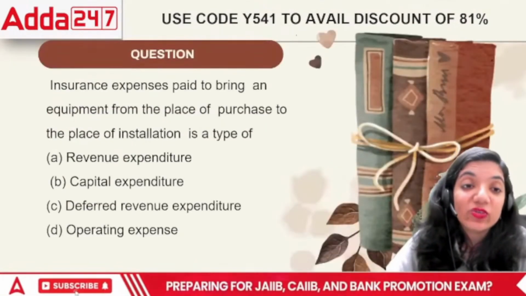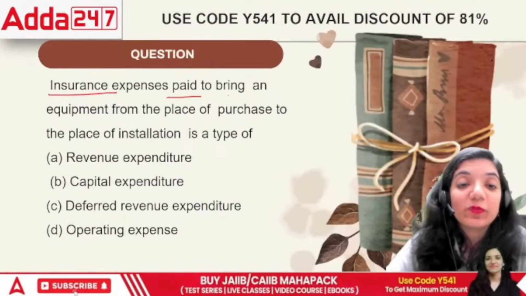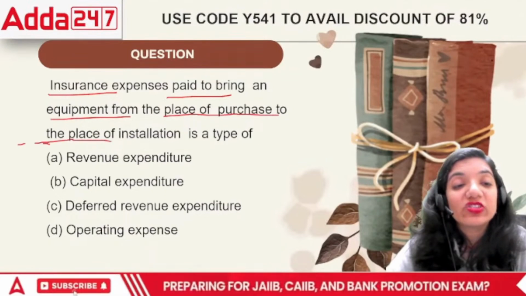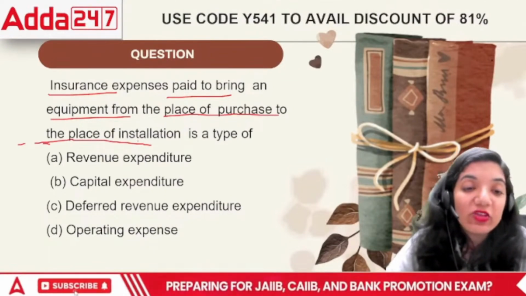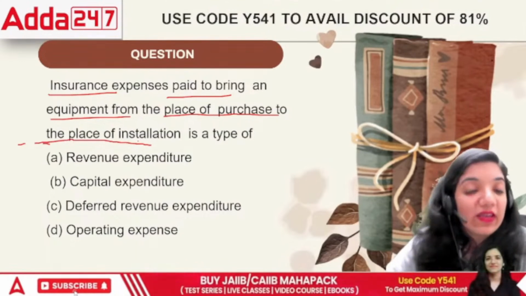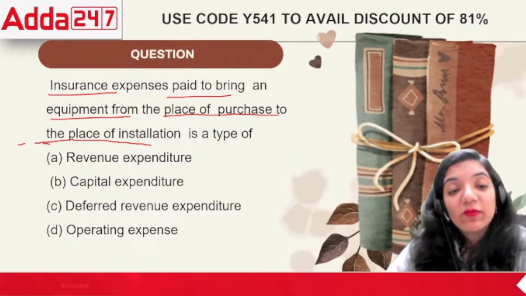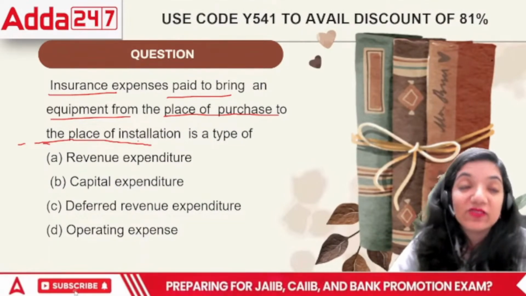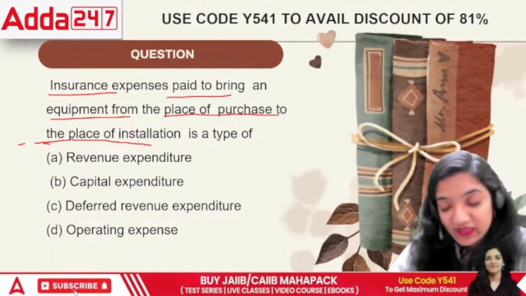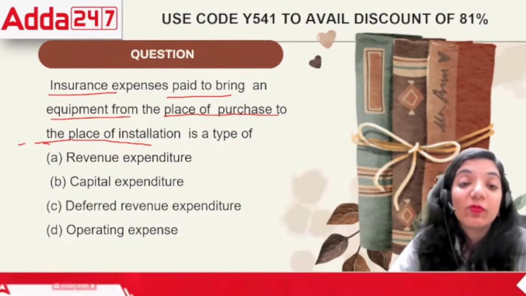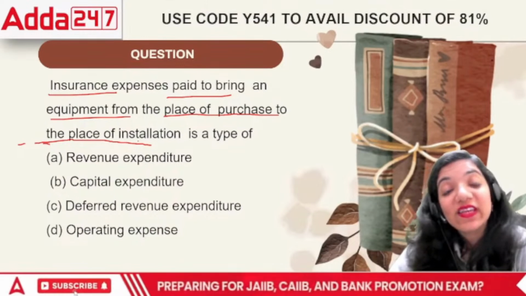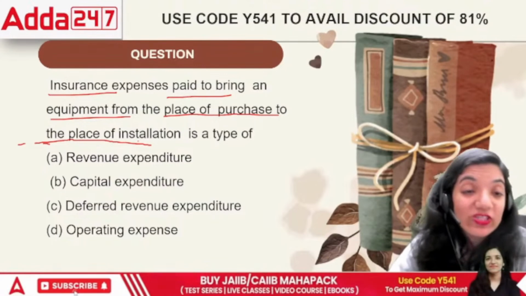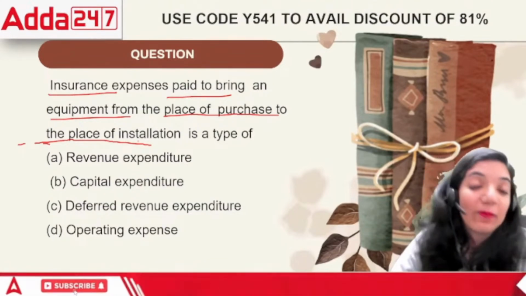Now comes the next question. The insurance expenses paid to bring the equipment from the place of purchase to the place of installation is a type of revenue expenditure, capital expenditure, deferred revenue, or operating expenses. Whenever I buy an asset which is quite huge and important for the business, it has to be transported properly. So whatever expenses we incur before that asset is ready to use would become a capital expenditure.